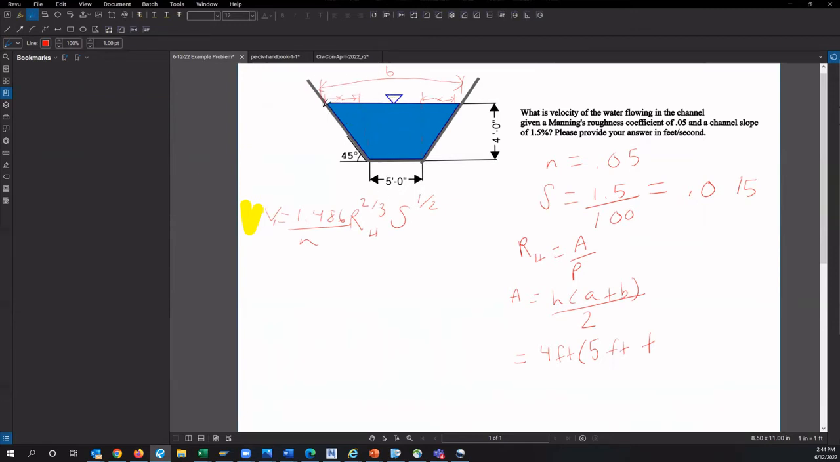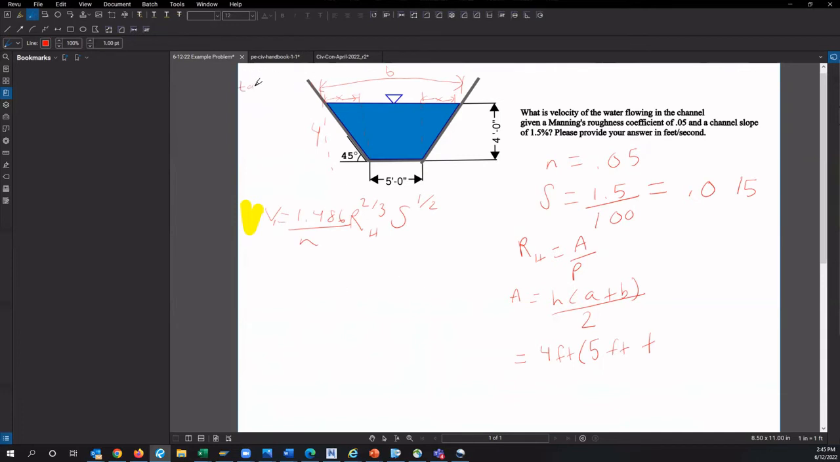So let's think about this from a trigonometry standpoint. We know that this height right here is 4. So we can go ahead and use the tangent to find this side that's missing. And the combination of this will give us the B. So let's break this down over here below. Actually, over here to the left.